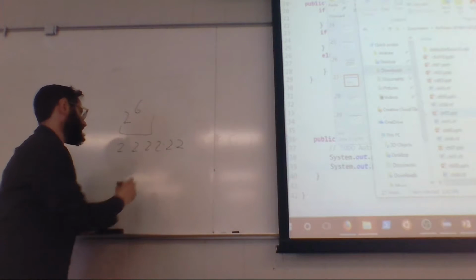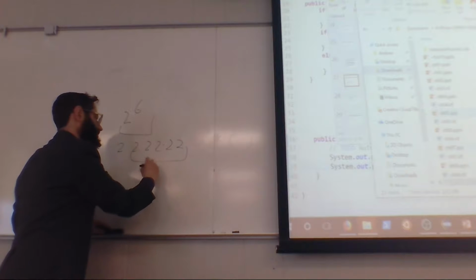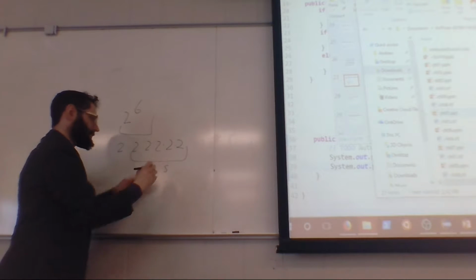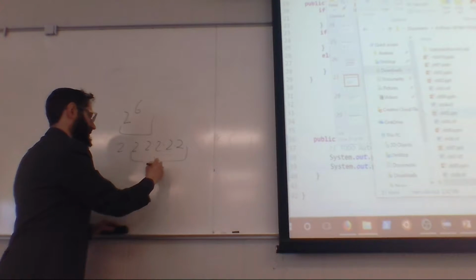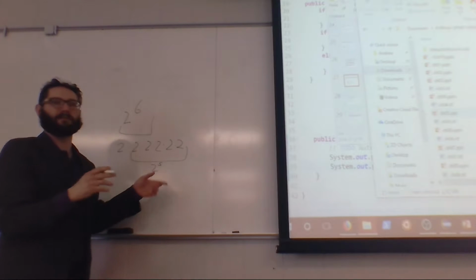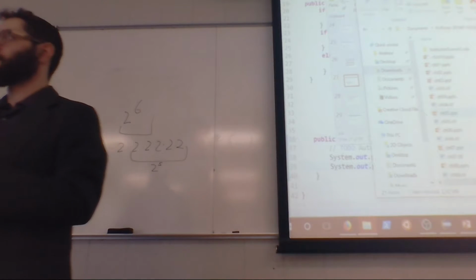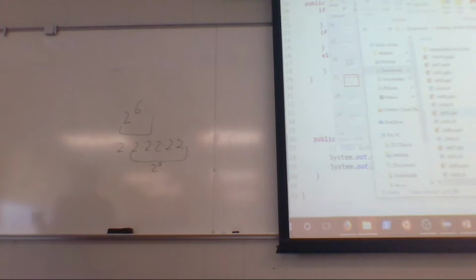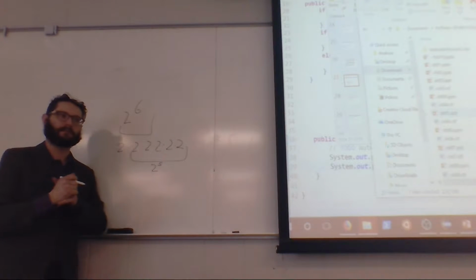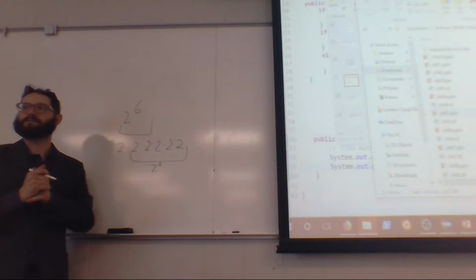2 to the 6th power is actually 2 times 2 to the 5th power. And 2 to the 5th is really 2 times 2 to the 4th power. And so on and so forth, until we get all the way to a base case. What's our base case for this problem? 2 to the 1st is a decent base case, but there's even a better one: 2 to the 0th.